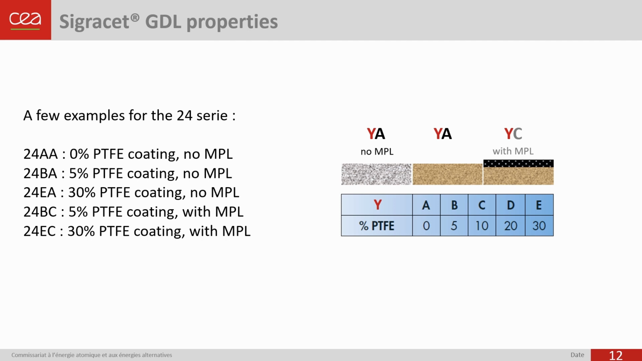So the first letter is for the amount of PTFE, and the second letter stands for the presence or not of an MPL. So when it is an A, there is no MPL, and when it has a C or sometimes a B, that means there is an MPL. So to take an example, the 24BC has a B as the first letter, so it has 5% PTFE, and it has a C for the second letter, so that means there is also an MPL.